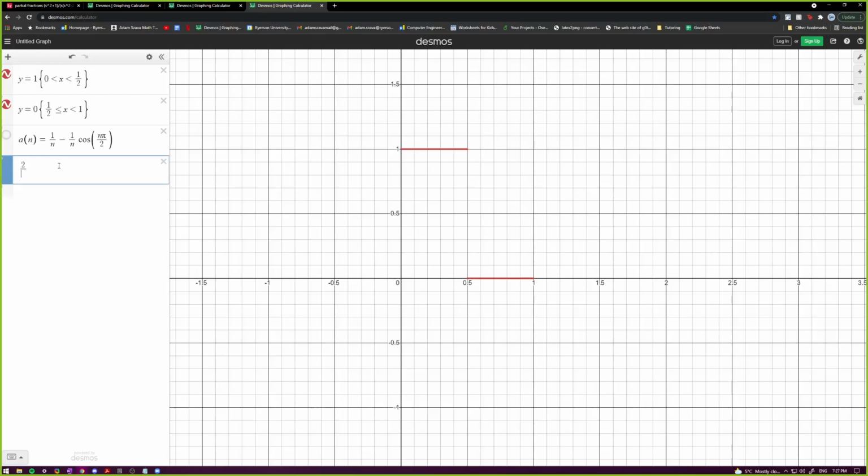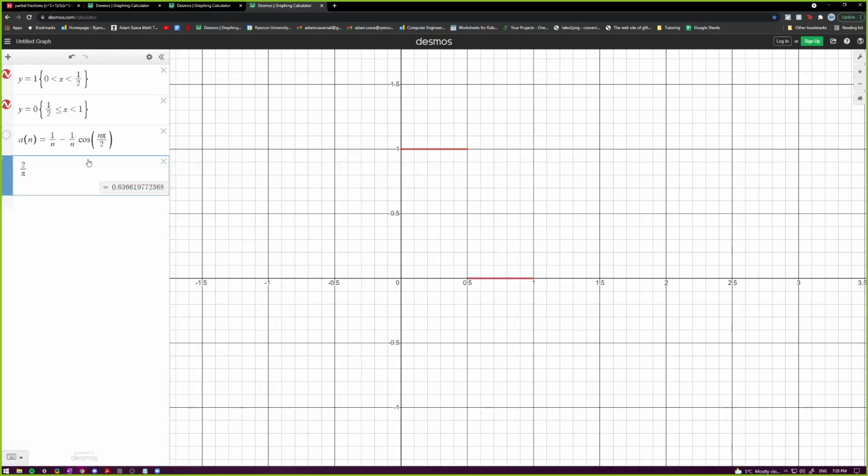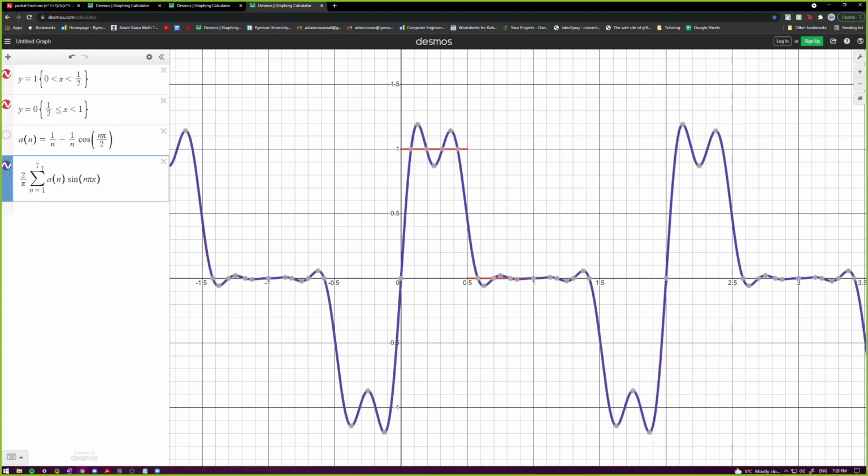So it's going to be 2 over pi, right? That was what we had here. So I'm going to write this 2 over pi. And then we want to multiply that by this whole thing. Did I write the 1 over n minus 1 over n and pi? Yeah. And so then I'm just going to do the amazing new thing that I just learned. I'll just say the sum up to 7, and it's going to be an sine n pi x, and we get something like this.